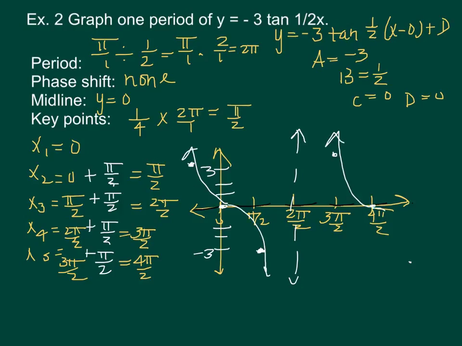And you can show it or not. Some people like to go a little more. Do 5 pi over 2, and at 6 pi over 2, you would have another asymptote.